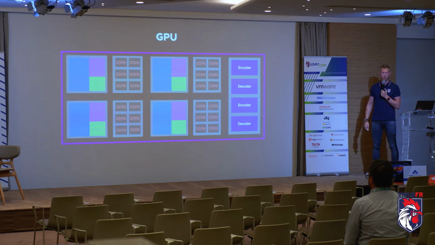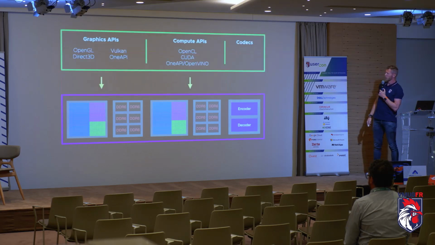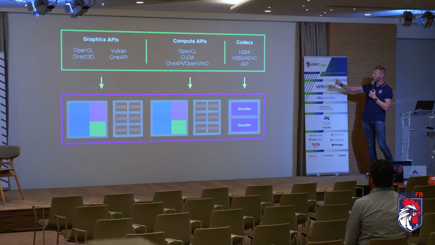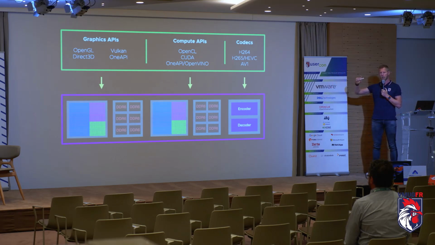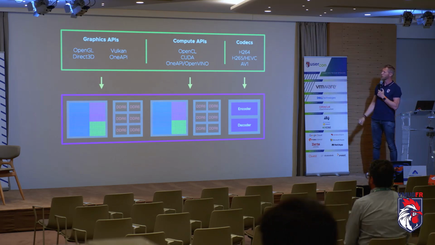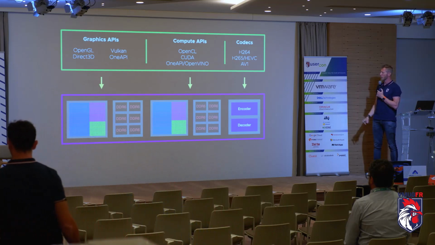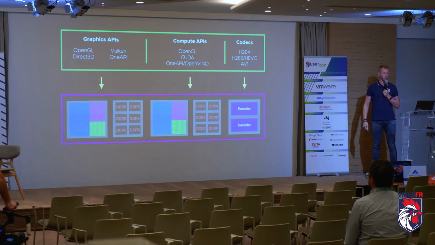Well, there was one thing missing on the GPU, which I mentioned, and that's what we call a media engine, containing encoders and decoders. And these are really important when you look at user experience. Because we have those graphic APIs and the compute APIs that basically talk to the compute hardware and the RAM, but we need codecs to talk to those media engines as well. And the most commonly used codecs within VDI are H.264 and H.265 or HEVC. Those are the same. And the new one is AV1.